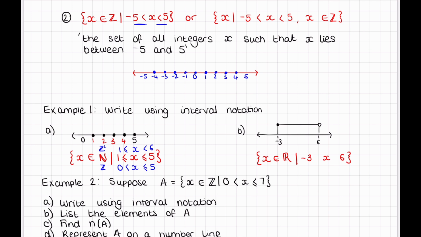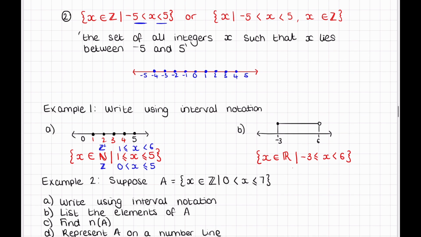Now we have a coloured in dot for -3, which means it is included. We have an open circle for 6, which means it is not included. The other way you could have written this one would have been writing it without the element of R. So you could have written this as x and then the interval. But with this one, the interval part, the -3 to 6, has to look like that. There's no other options there.